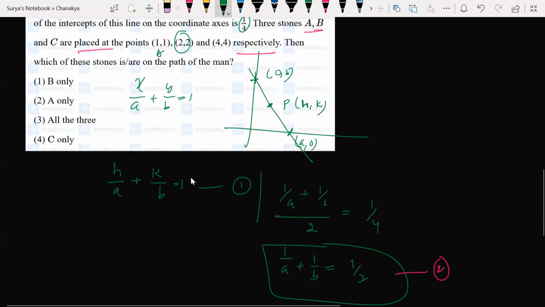If I take these as A, B, C, the line is passing through only 2, 2, which is B. Only B. Understood my point or not? So yes.